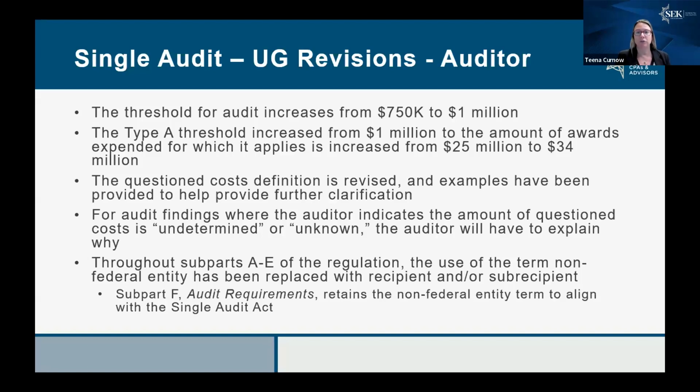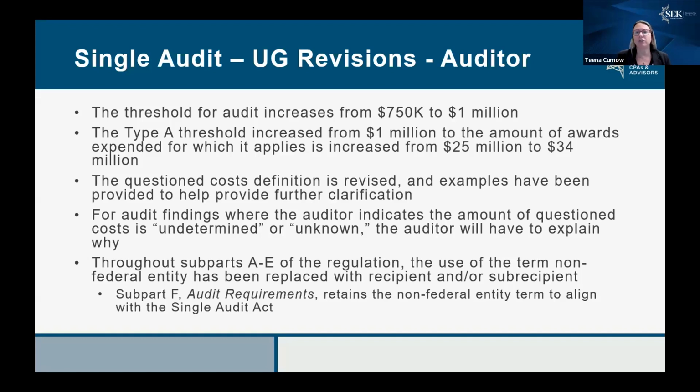The type A threshold is also going to increase to that. For those of you that have not gone through a single audit, there's different tiers, different levels. Type A, type B. Type A is just the larger programs. Type B is smaller programs. So they're just kind of following the increase in the overall threshold with the type A threshold.